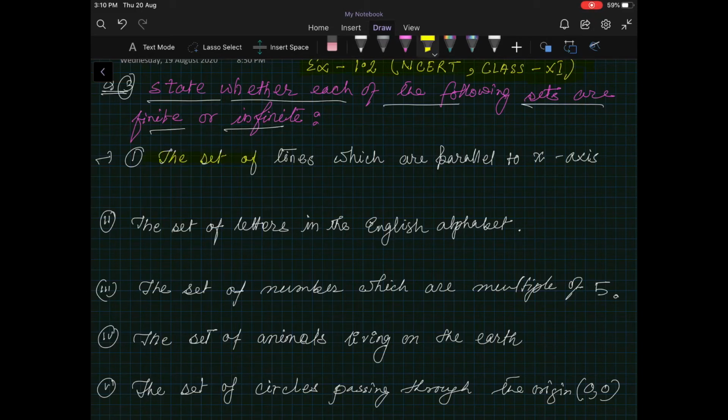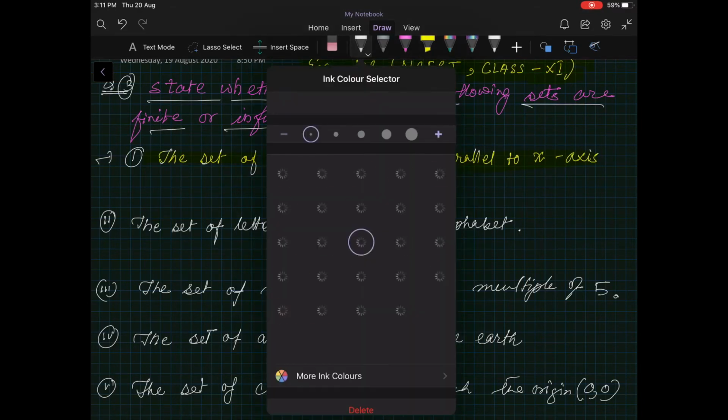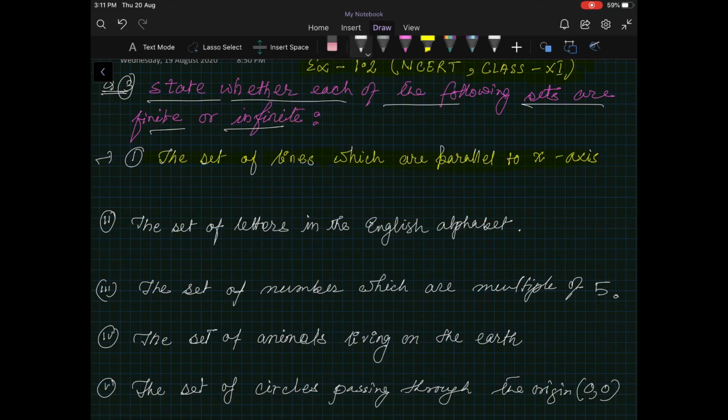The set of lines which are parallel to the x-axis. Suppose this is a coordinate system, x and y. We can draw an infinite number of lines which are parallel to the x-axis. So that's why this first one is an infinite set.